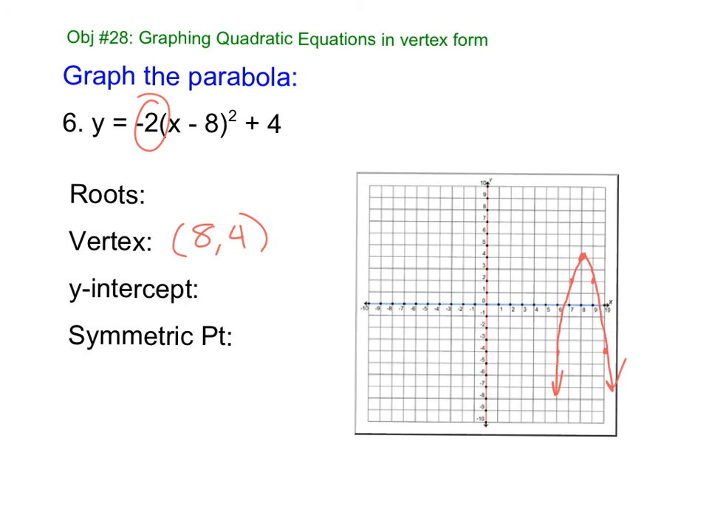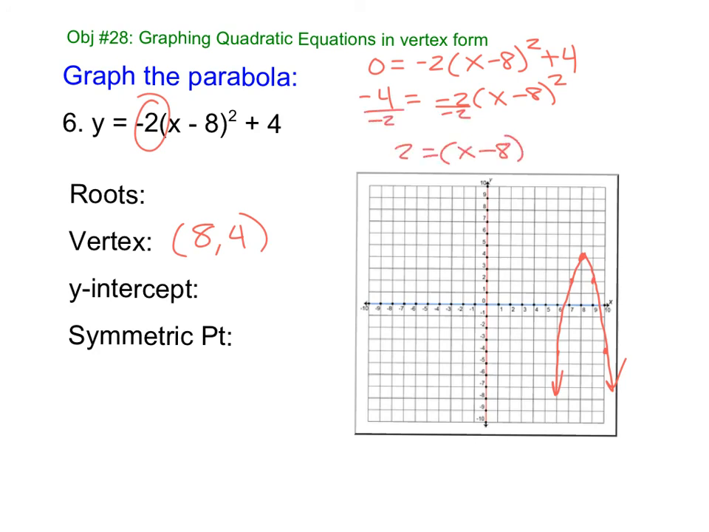So let's do it up here. 0 equals negative 2 (x minus 8) squared plus 4. I think this one's not as bad as the last one, though. So we're going to subtract 4 on both sides. Divide by the negative 2. Square root. So plus or minus root 2 equals x minus 8, and then add 8. So 8 plus or minus root 2.